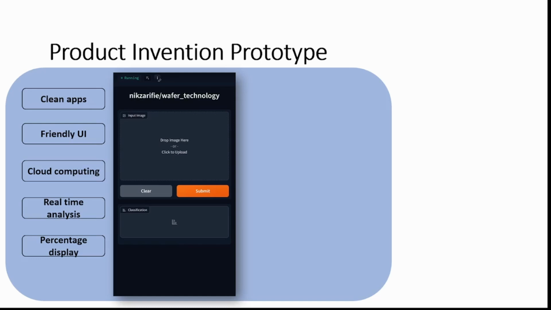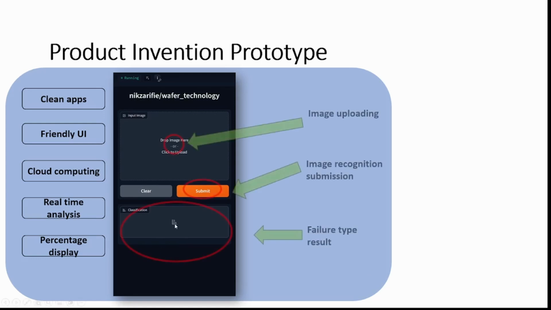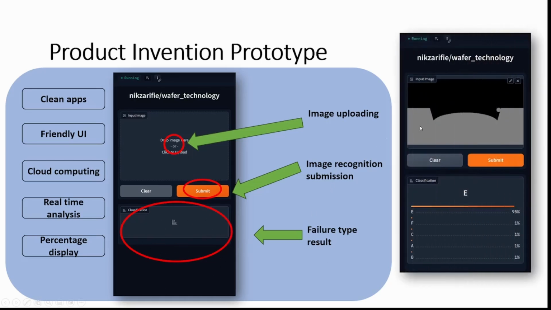Cloud computing is applied through a server in the cloud, whereby we push all the analysis to the cloud and it returns the classification result. We are also capable of presenting the percentage accuracy by displaying it at the classification area. This is the place where we upload the image, and we submit the image that we have uploaded, and finally we get the failure type result over here. So this is the final touch of our app.